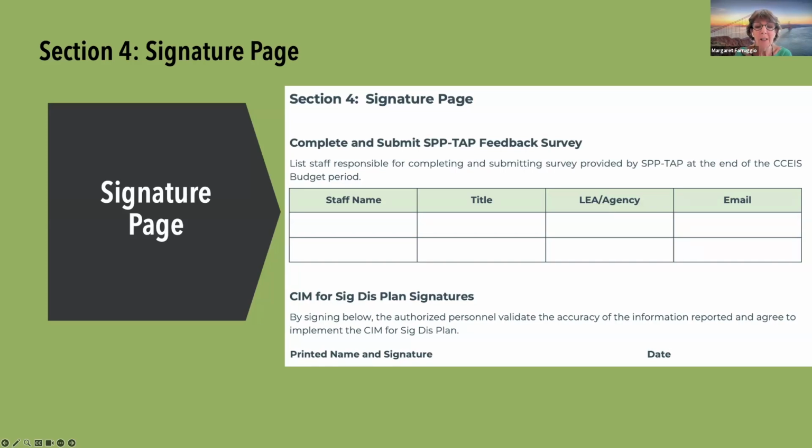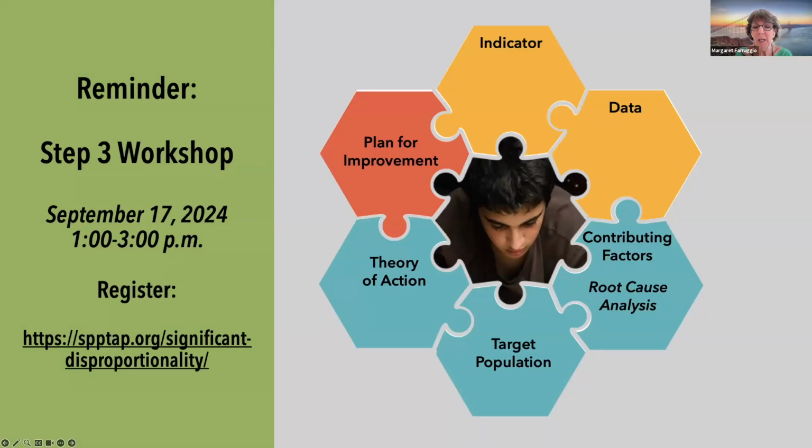Additional information on connecting the dots between all the steps for the CIM for SIGDIS plan for improvement, tips for developing your plan for improvement, key information regarding allowable expenditures, and more will be shared during the Step 3 workshop. You can register on the SPP-TAP website on the Significant Disproportionality page. And now I turn it back to Susan.